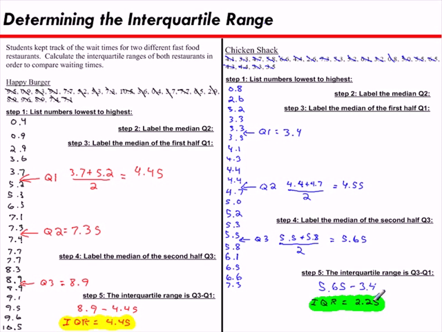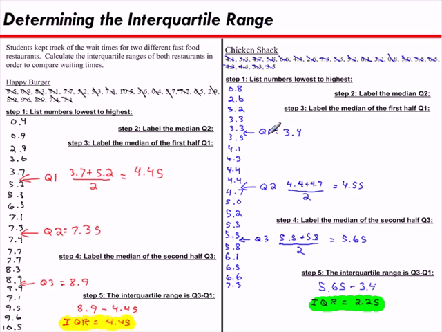But what does this tell us? What can we do with this number, 2.25 for Chicken Shack, compared to 4.45 for Happy Burger? Well, which restaurant do you think had the shortest waiting times on average? Probably yours, probably Chicken Shack, because the median, Q2, was 4.55. Q2 for Happy Burger was 7.35. So people on average waited less time.